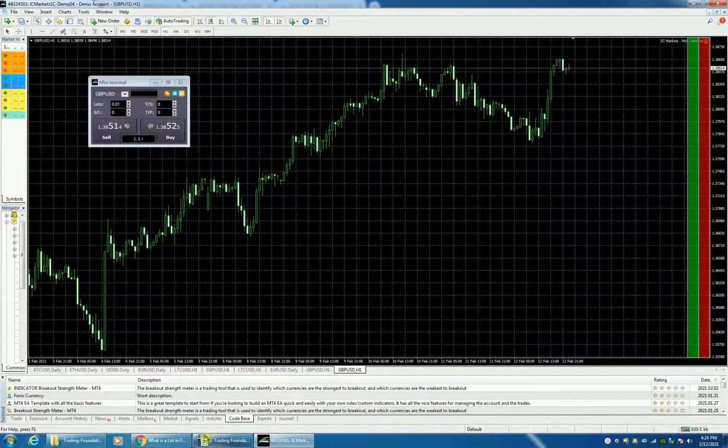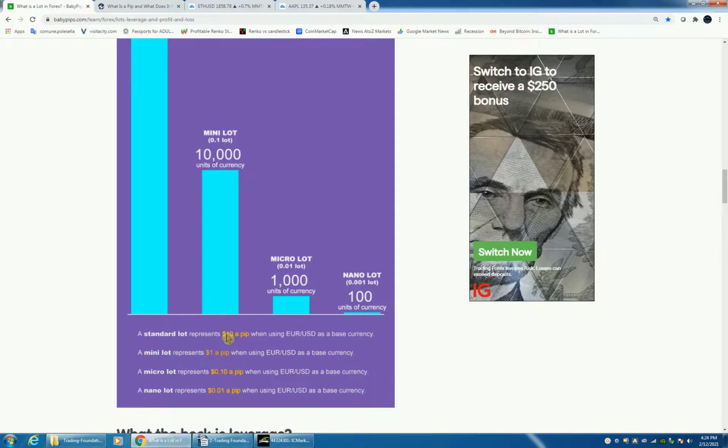chart. All right, so that's why you want to make sure a standard lot, you have a specific amount of money on your trading account, a mini lot or a micro lot. You can start very small, but every recommendation is to start a demo account where you don't need to worry about this. All right, enough with this.